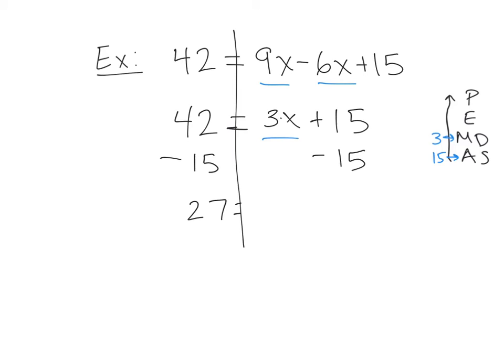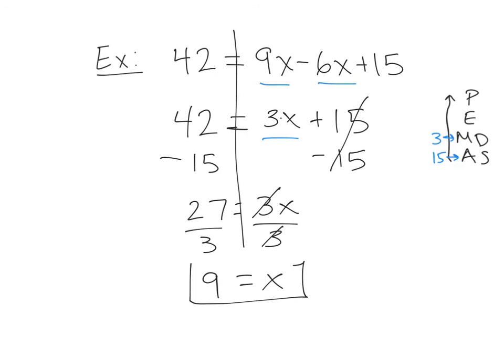Add 15 and subtract 15 on the right-hand side are inverses, so they make 0, and I'm just left with 3x on the right-hand side. Next, I need to undo my multiply by 3. And I can undo multiply by 3 by dividing both sides by 3, because multiply 3 and divide 3 are inverses. When I do that, 27 divide 3 makes 9. And 3x divide 3 makes 1x, or just x. So I'm left with my answer of 9.